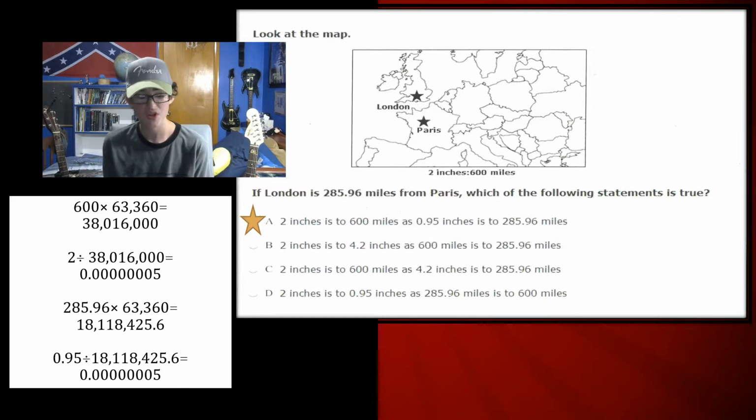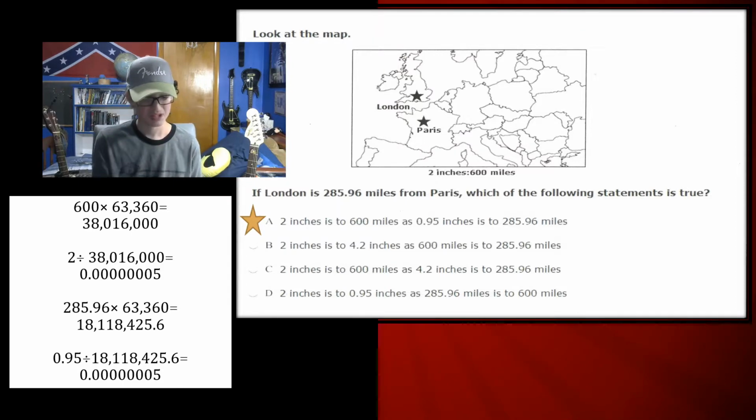B, 2 inches is to 4.2 inches as 600 miles is to 285.96 miles, okay? So that's reasonable to do. You don't have to convert miles into inches and stuff like that. No, you just divide the first number by the second number. 2 divided by 4.2 is 0.47619048. I didn't even know numbers like that existed until now.